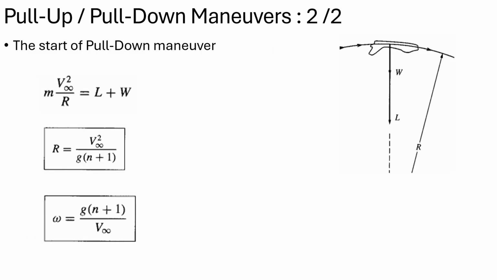Now the other case is where your aircraft is at a height and it is upside down, and now you're doing a pull down maneuver. At the start of the pull down maneuver, your m v squared over r will be given by both these forces, lift and weight. So R will be given as V infinity squared divided by g times (n plus 1), and omega will be g times (n plus 1) over V infinity.